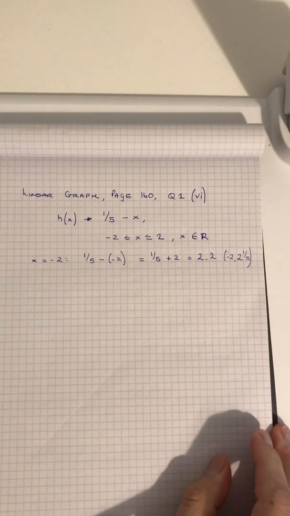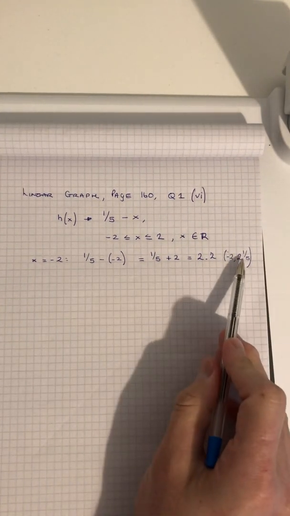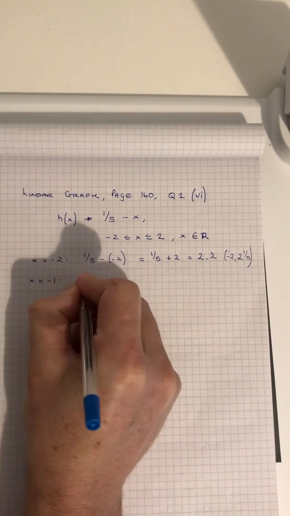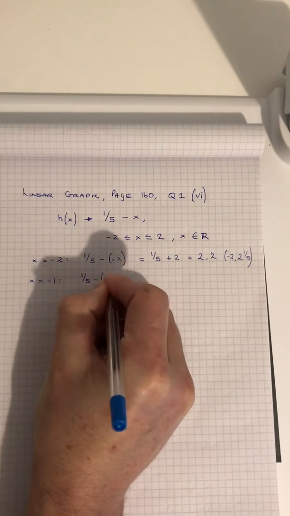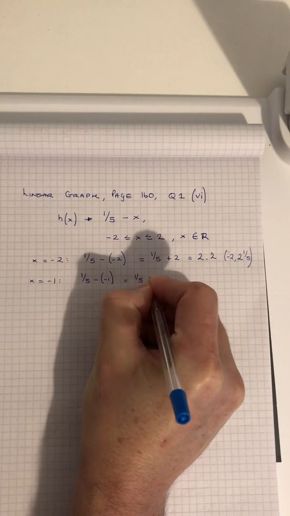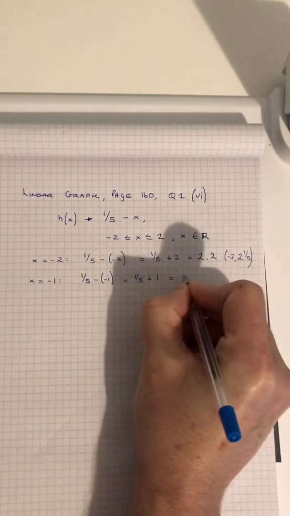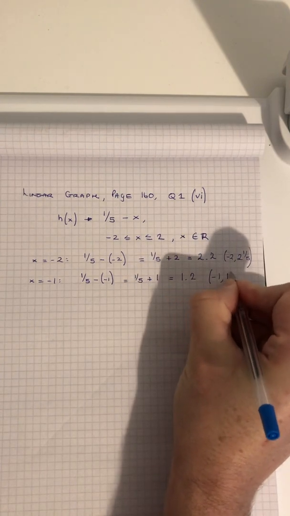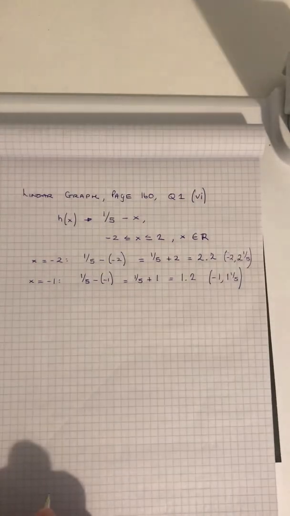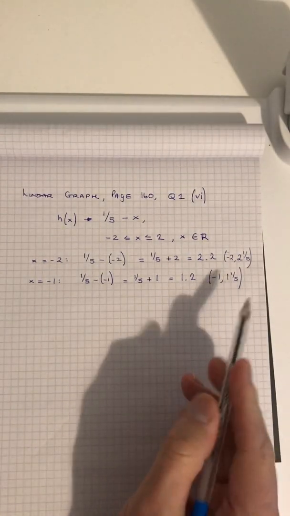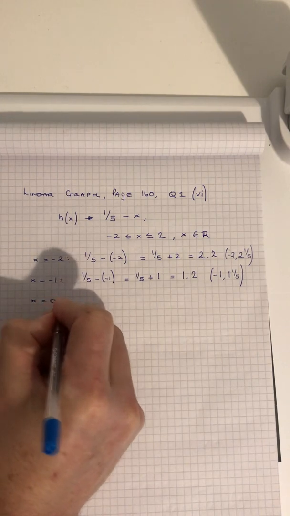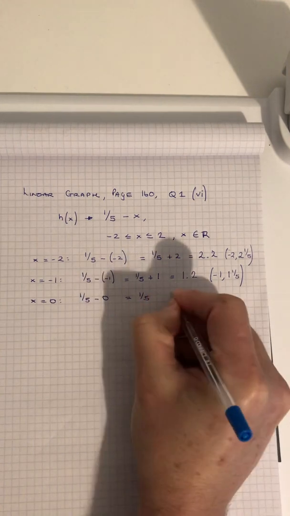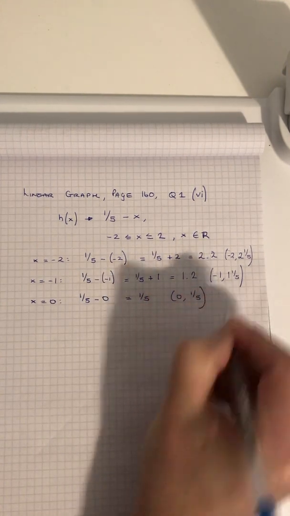Okay, so it's more difficult, I suppose, because it has the fraction here. When x is -1, 1/5 minus, and in brackets -1, which would be 1/5 plus 1, which is 1.2, or -1 and 1 1/5. Okay, so you can use either decimal or fraction. When x is 0, 1/5 minus 0, which is 1/5, so 0 and 1/5.